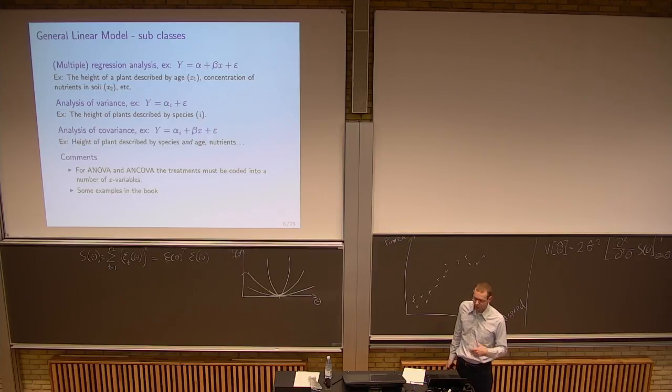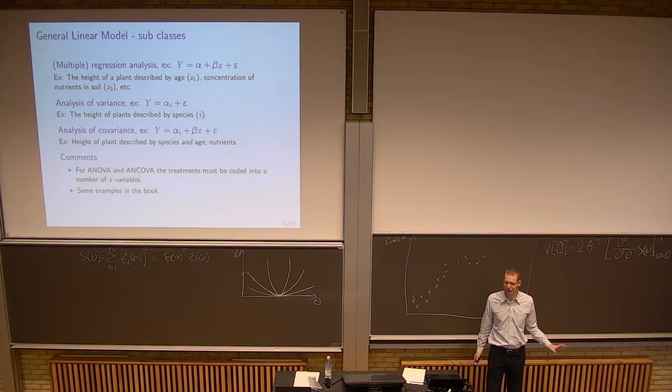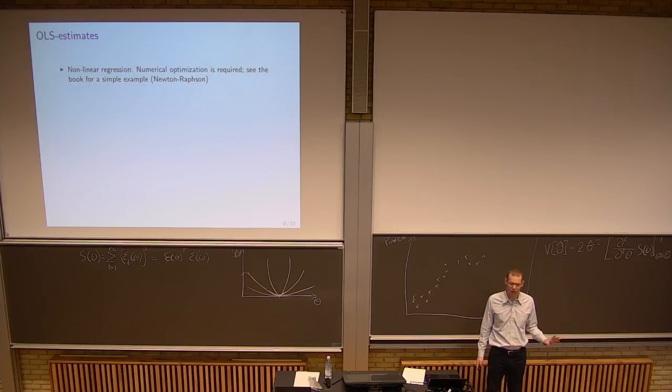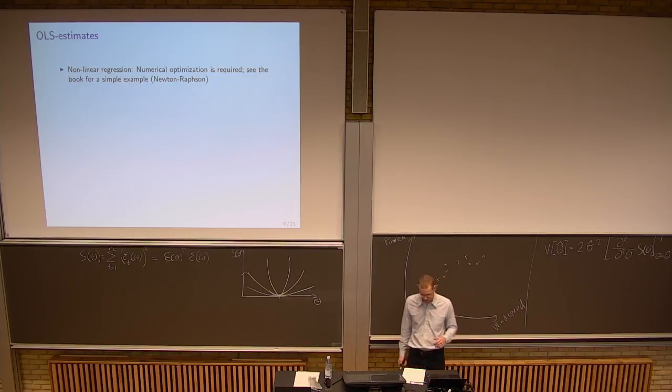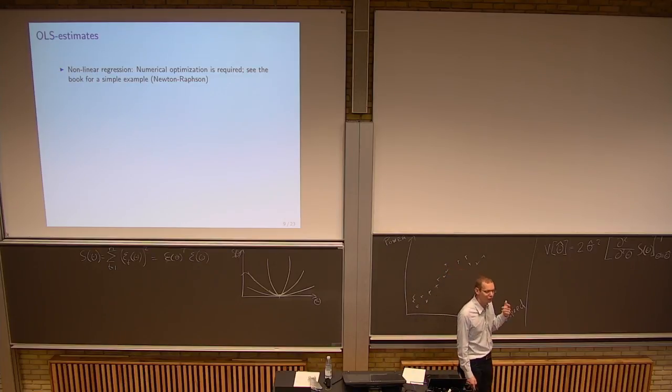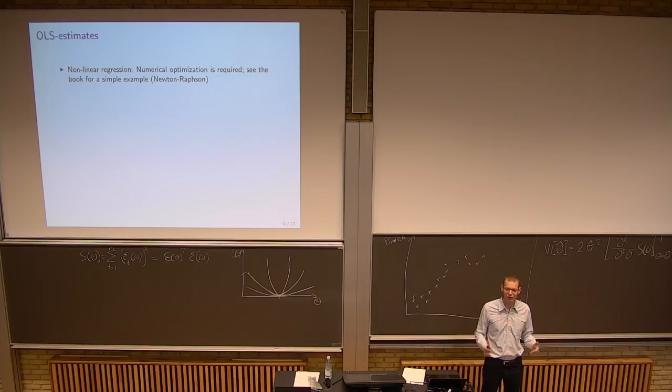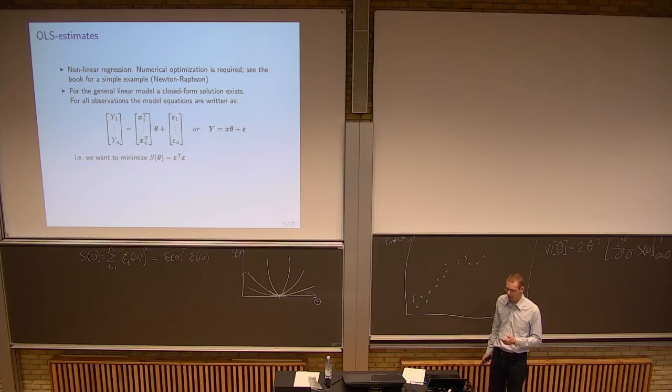There are more examples of this in the book, and I won't get into this because it's not a linear regression course. But we will look into how we make estimates from ordinary linear regression. As mentioned before, for the general case when you have nonlinearities, you have to do numerical optimization. However, when we have a general linear model, we can write a closed form solution.